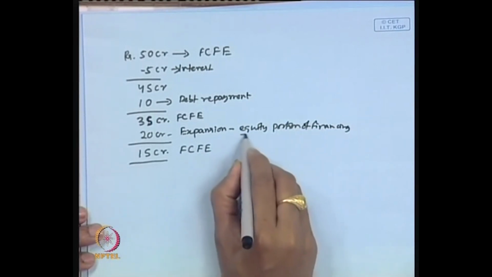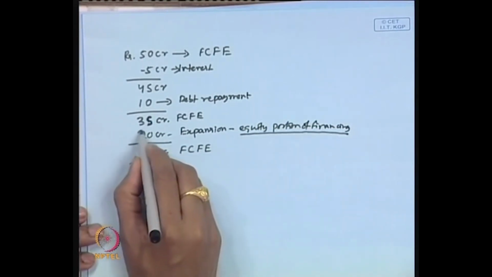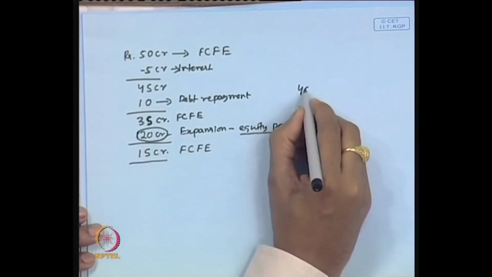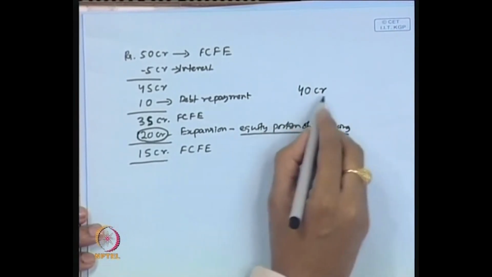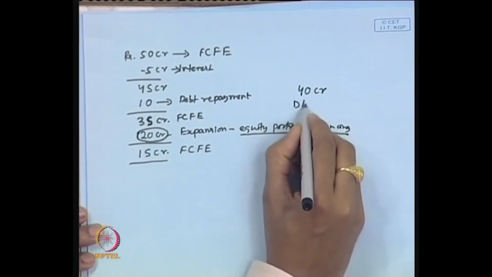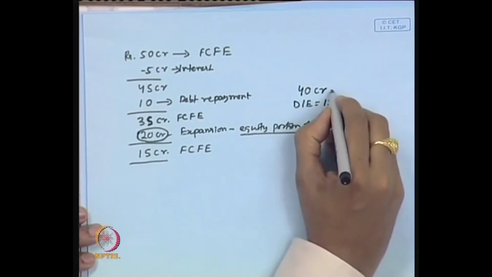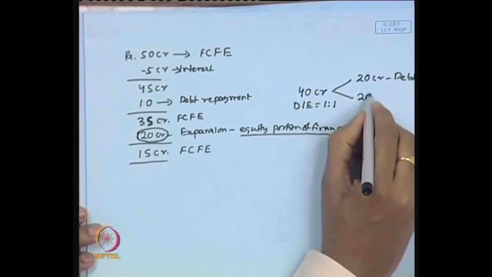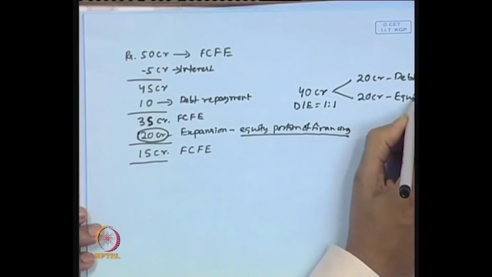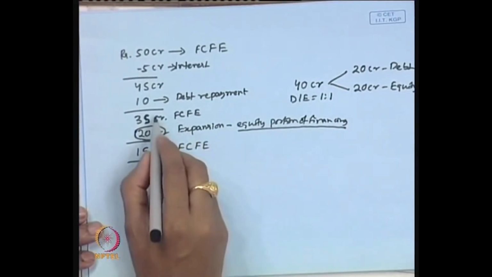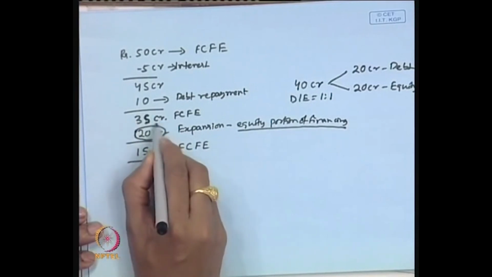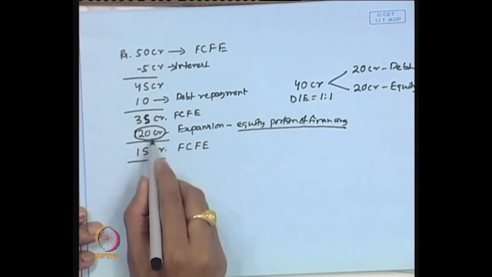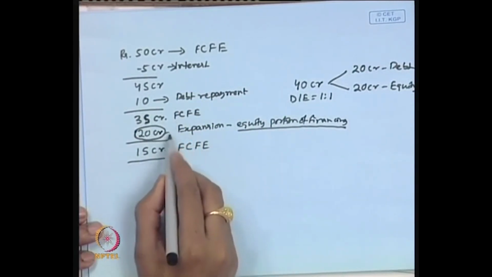So, let us keep in mind we talked about the equity portion of financing, that means this 20 crore is not the total expansion. Actually expansion may be to the extent of 40 crore, and if the company has a debt equity ratio of 1:1, so 40 crore is going to be financed 20 crore through debt and 20 crore through equity. So, the 35 crore left over for the company after taking care of interest and principal repayment, 20 crore will be used out of equity to finance that.